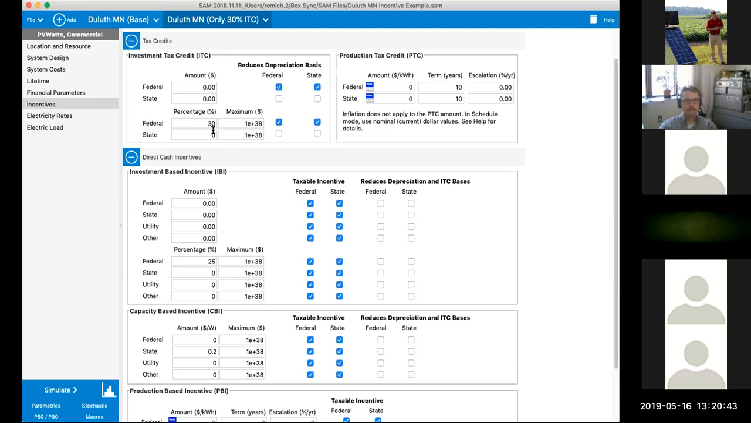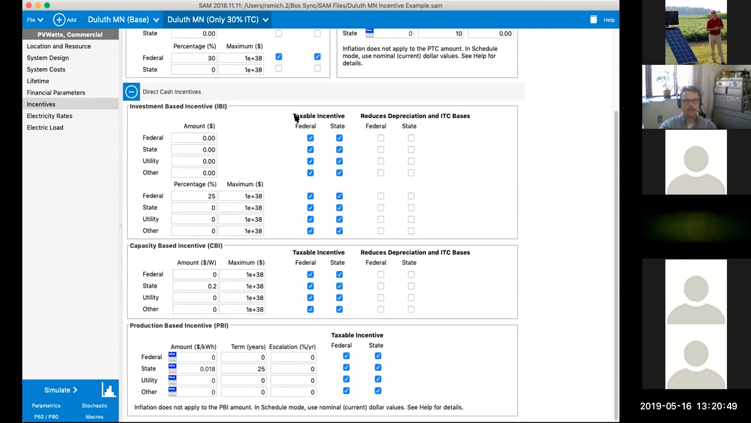So we have our 30% investment tax credit that's calculated here, and you can see the boxes checked so it automatically reduces depreciation basis. Down here under investment-based incentive, I went ahead and put in a 25% federal investment. So this is 25% based on the investment, and this would be, as an example, our REAP grant. And we can then check that as a taxable incentive, so it'll calculate for that in our tax flow, or our cash flow table.